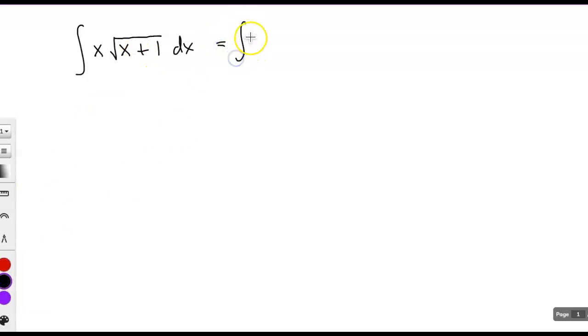And it actually might be easier before I even start to just go ahead and write this to the 1/2 power. So you can see I cannot distribute this. Okay, so that would be nice. So the next thing I'm actually going to do is I'm going to just try regular u substitution.